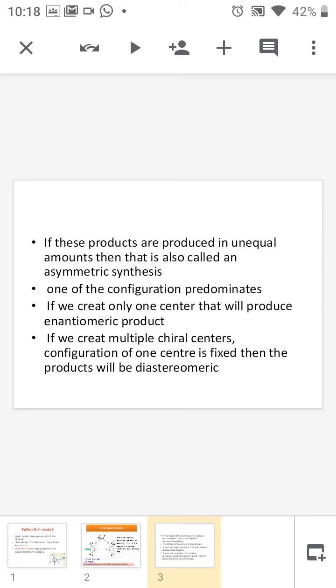So there is only a change in the configuration of one of the chiral centers. That means the products generated due to the nucleophilic addition are diastereomers, and the phase is diastereomeric phase. I hope that you understood the Felkin Ahn model.